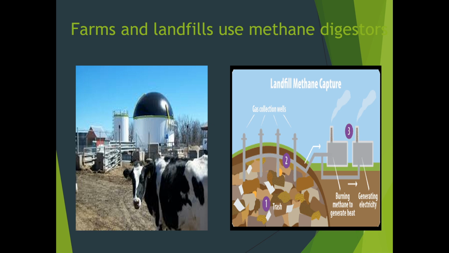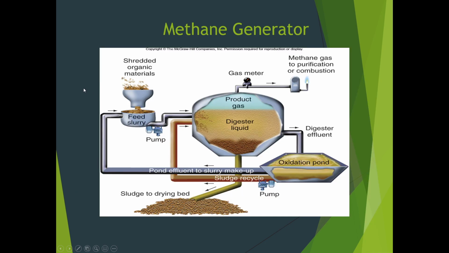Farms and landfills use these methane digesters probably the most. I like how the farms do it. You can see the cow, they take the cow manure, and here's the digester. They have all the cow manure, they just shred it up, put it into a slurry, put it into a digester, the same old thing. The anaerobic bacteria do their thing, and out comes the methane gas, and out comes the organic matter they put back on the farms.